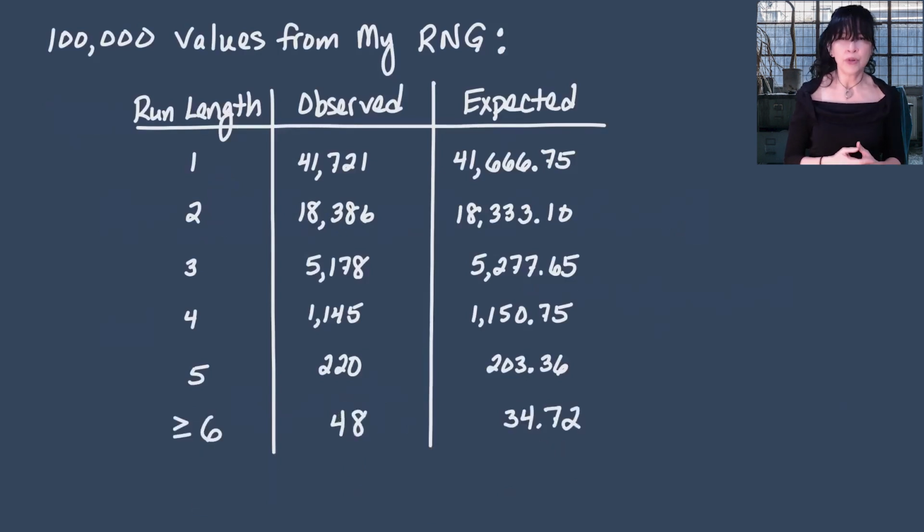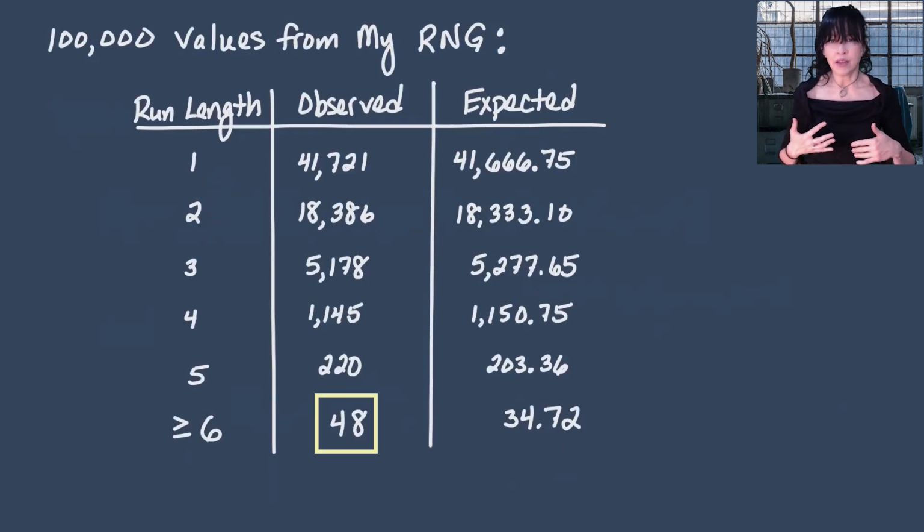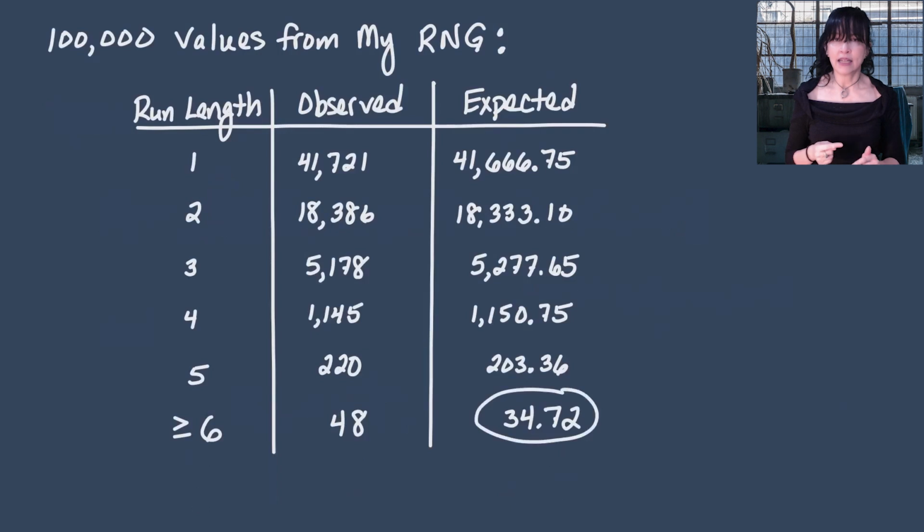So my new table looks like this. I have all the same numbers, but this 48 came from adding up the number of observed runs of length 6, 7, and greater, of which there were none. So the only question is, how did I get this expected number? You actually can't add up the expected values that you saw at the end of my last table. Actually, you can, but you would need to compute the expected number of length 9 and 10 and 11 and go on forever like that.